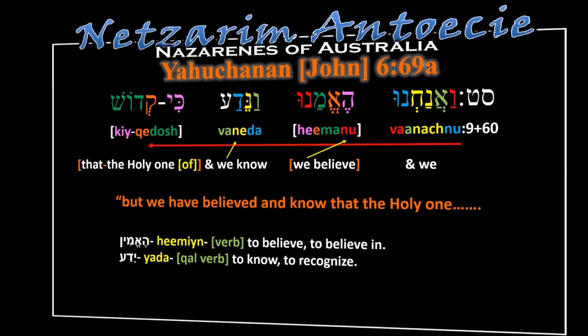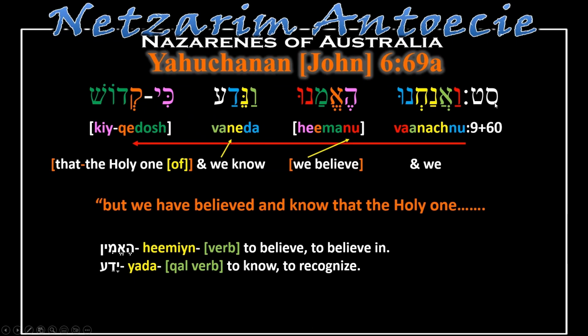And so we now come to 69a. It's a samak 60 and a tet, the 9th letter of the alphabet. Then we have vav, aleph, nun, chet, nun, vav. Hey, aleph, mem, nun, vav. Vav, nun, dalet, ayin. Kaf, yod, kuf, dalet, vav, shin. And so we read, va anachnu, and we. Anachnu means we, and we.